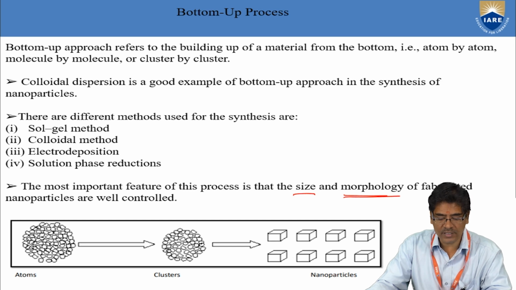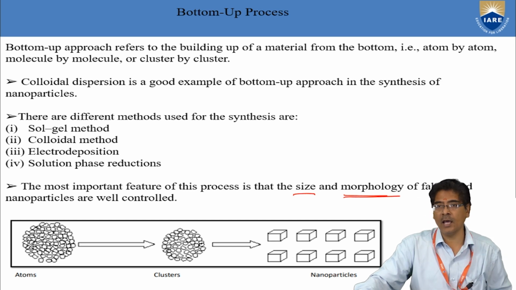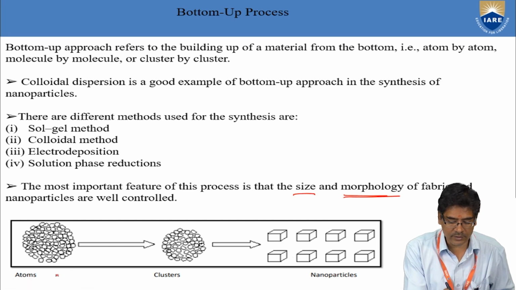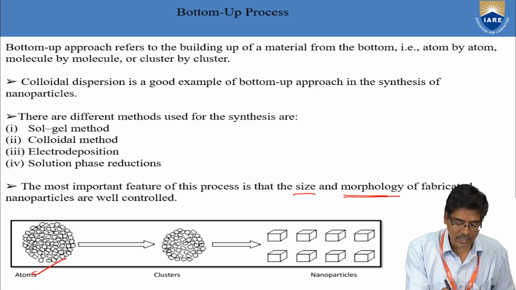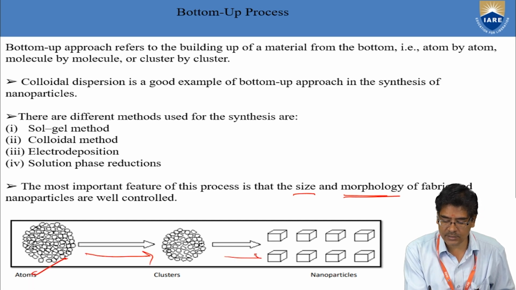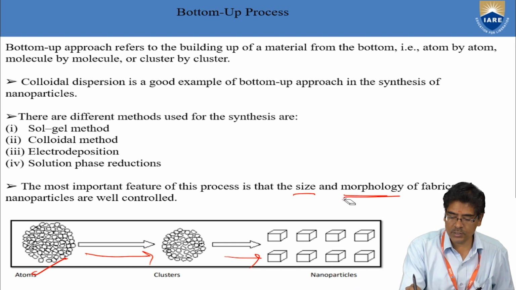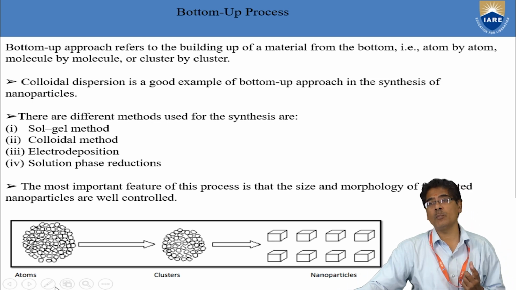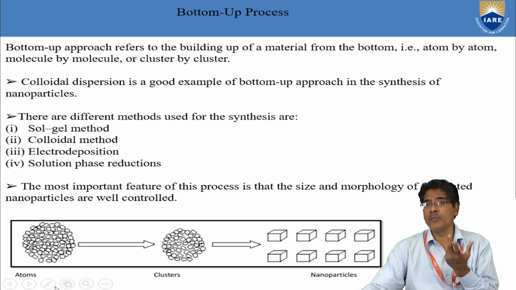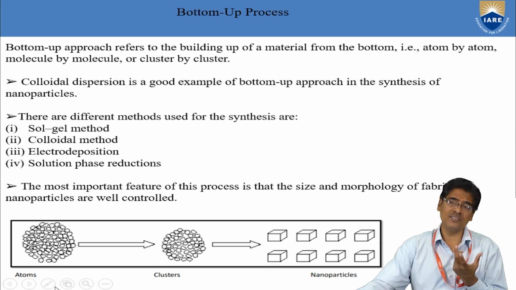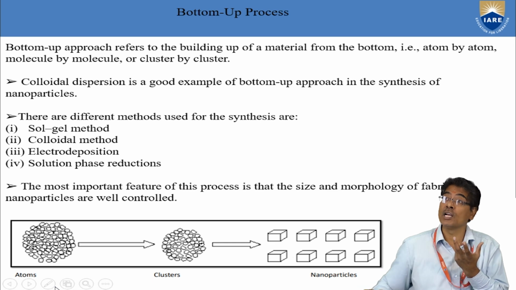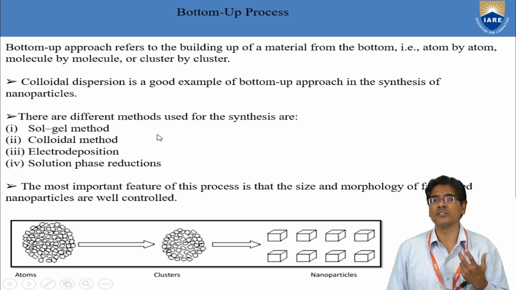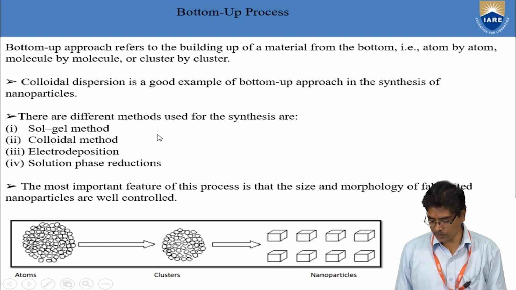That is what we see here. We have certain atoms. These atoms form clusters, and from these clusters we get the nanoparticles. So the size and morphology of the nanoparticles can be controlled. This control is one of the biggest advantages of the bottom-up process.